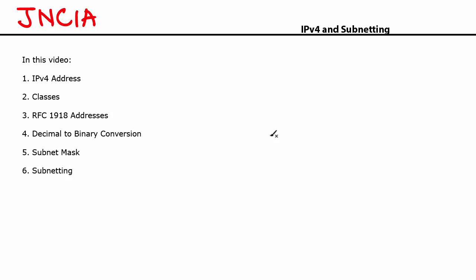In this video, we are going to talk about IPv4 addresses. We'll take a look at the different classes of IP addresses, and we'll also talk about RFC 1918 addresses. We'll also practice decimal to binary conversion, which will help us understand subnet masks in a much easier manner. And then finally, we'll practice subnetting. Let's begin.